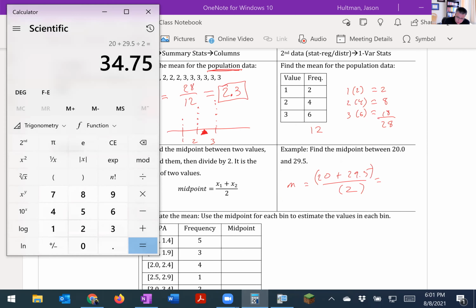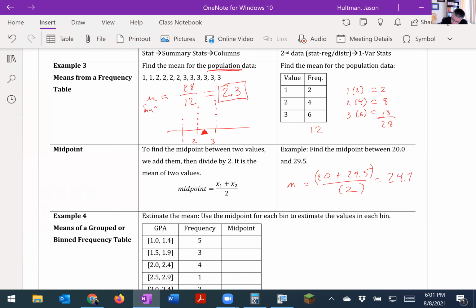So the way that I can circumvent that is I could use parentheses here and go 20 plus 29.5, close parentheses, and divide that by 2. And I get 24.75. Which makes more sense than the 30 that I was getting, because if I'm going to take the average between two values that are in the 20s, I would want to end up with a value between the two in the 20s. I wouldn't want to end up with a value in the 30s. That would not make any sense.